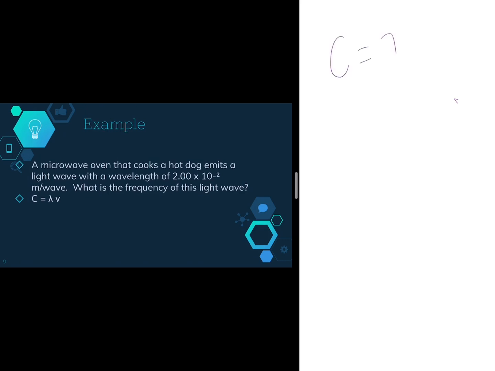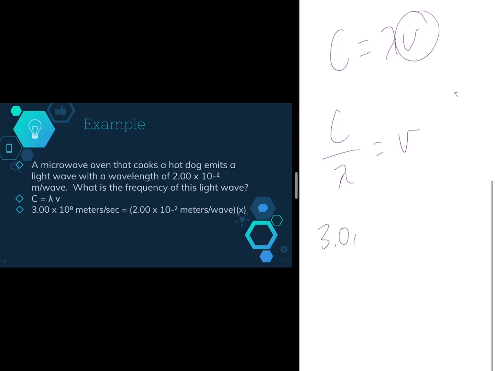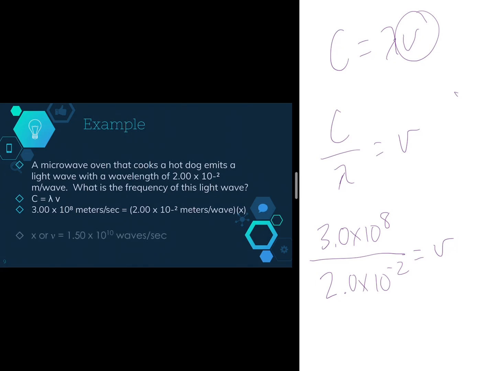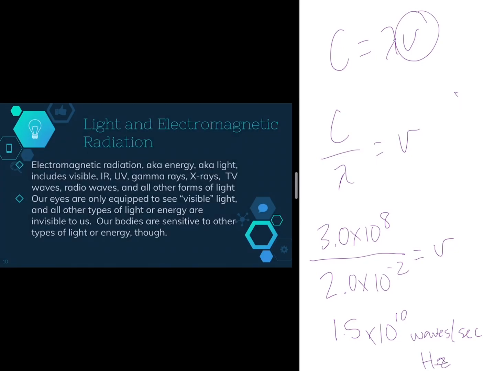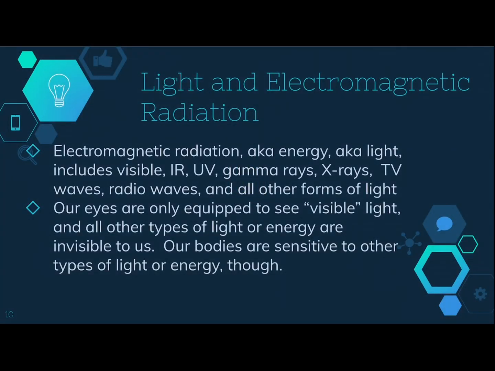Okay, so I know that speed of light equals wavelength times frequency. And then I can just plug in my numbers, okay? Since I'm trying to solve for frequency, I can just do speed of light divided by wavelength, which is 3 times 10 to the 8th divided by the wavelength that they gave you, which was 2 times 10 to the negative 2. That will give you your answer for frequency. So I went ahead and solved that for you, and I got 1.5 times 10 to the 10 waves per second, which again is called hertz. Okay, we'll come back to that in just a minute.